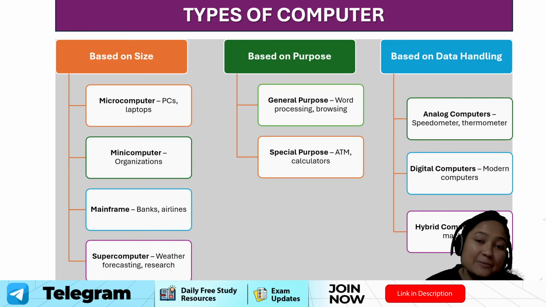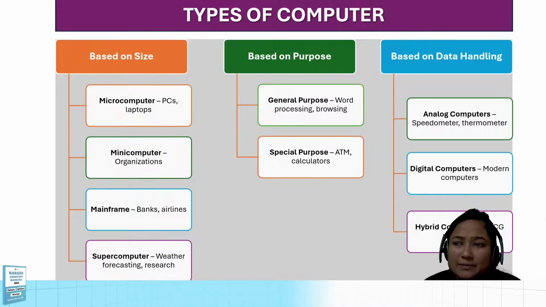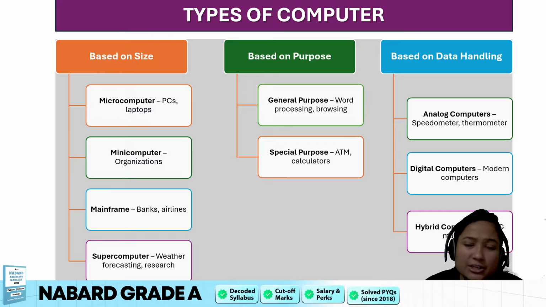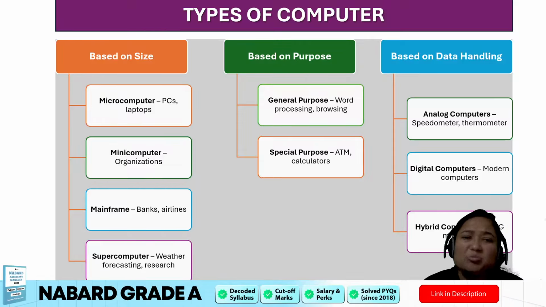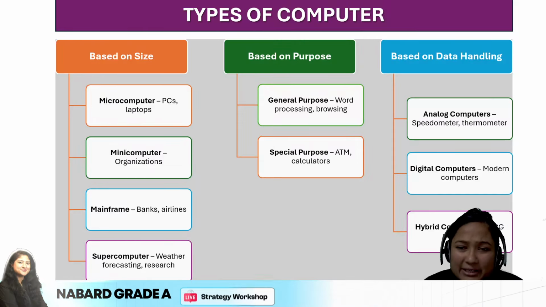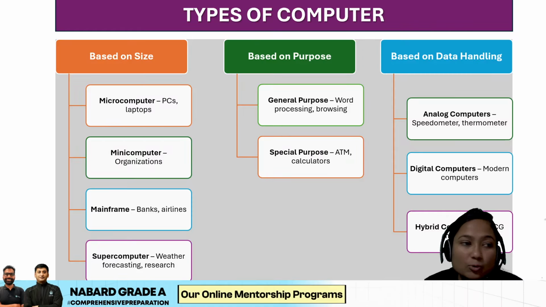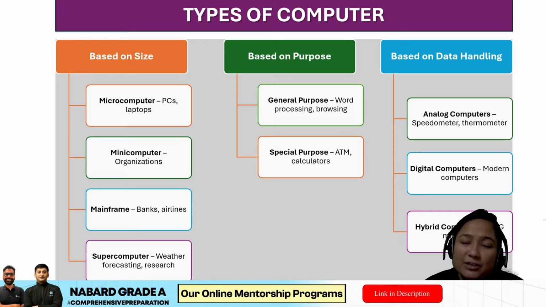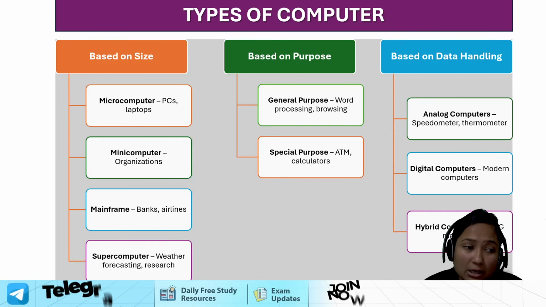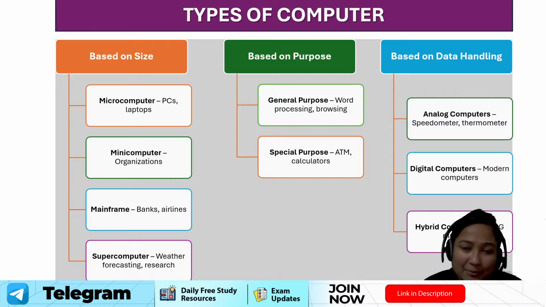Okay. Then based on purpose, we have two types of computers: the general purpose computer and the special purpose computer. A general purpose computer refers to a computer that can be used by anyone. Computers like a PC or laptop can be used by anybody. A special purpose computer we call an ATM, because you and I cannot use an ATM to make a PPT, or to play games or something like this. They only have one special purpose, that is to withdraw money or to deposit money. Okay, so only for that purpose they are used, that is why they are special purpose computers. And a calculator lies in the same area.